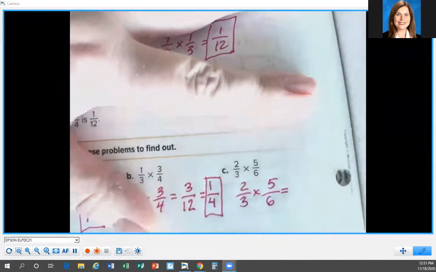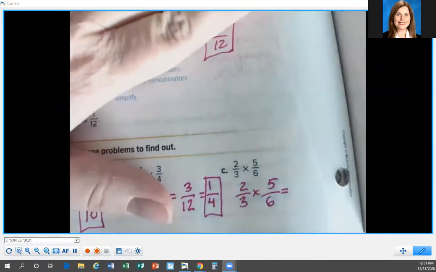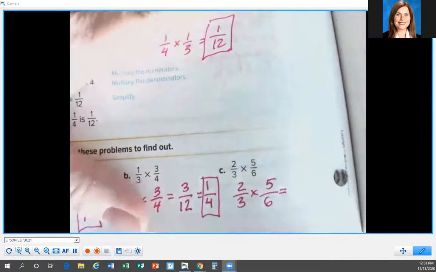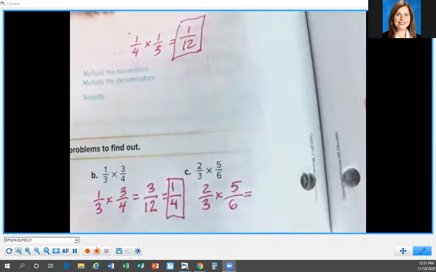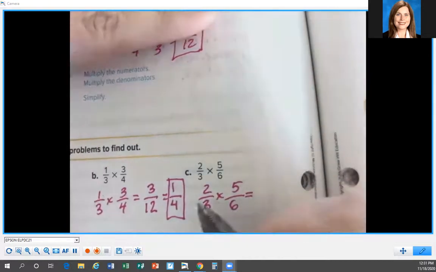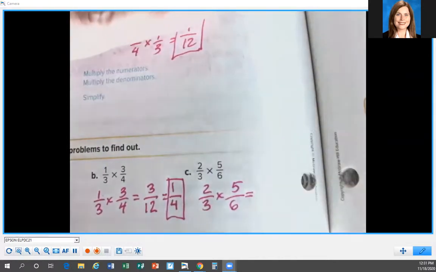Okay, and again, if you already learned how to cross cancel, that's awesome, but just hold on, we're going to look at that on the very next page. So don't cross cancel yet. We're going to be doing that the rest of our lives though, okay? So this is the last problem where you're not cross canceling.